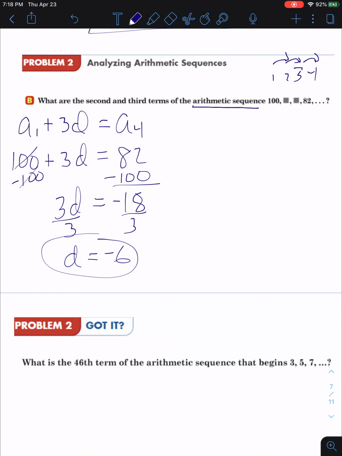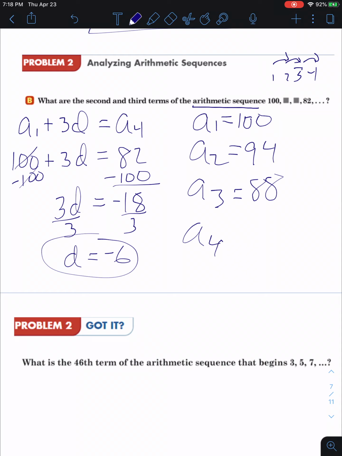All right. So we go from my first term to my second term. If a sub 1 is 100, then I'm going to add negative 6 to it, and a sub 2 would be 94. A sub 3 would add negative 6 to 94, which gives me 88. And hopefully, a sub 4 should take us right back to 82. 88 minus 6 does give us 82. So here are the second and third terms.